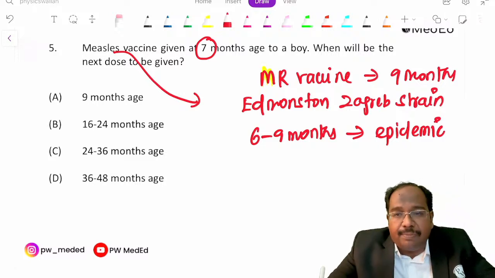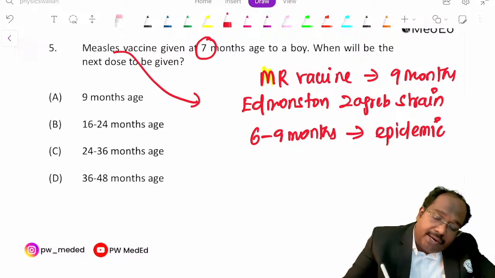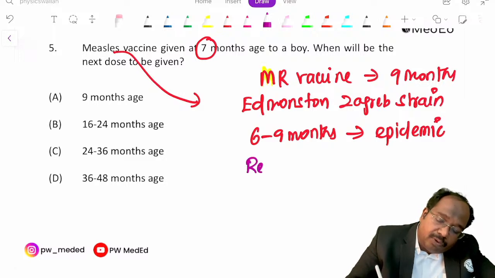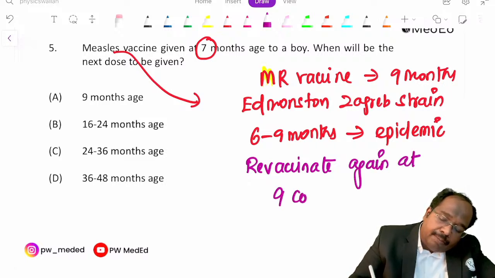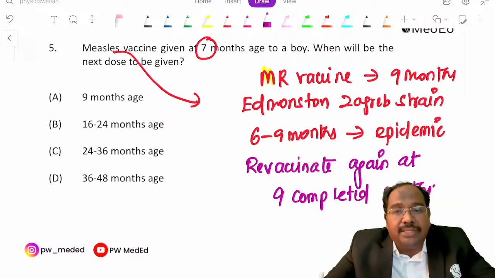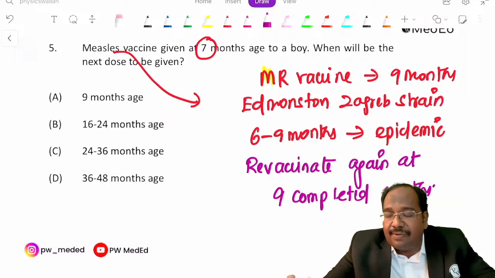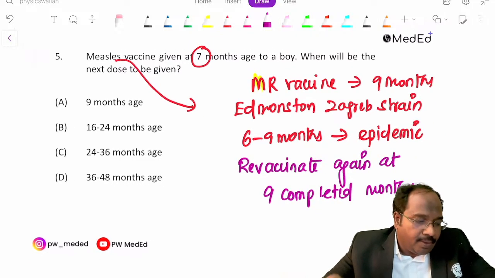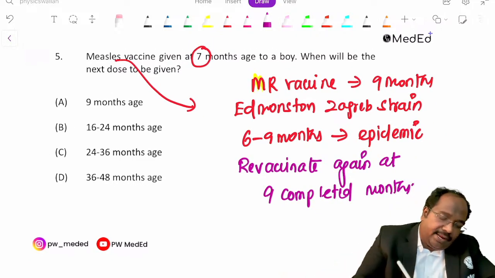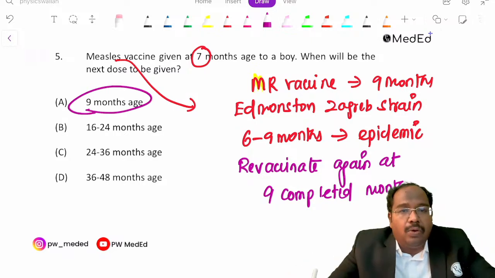So the vaccine was given at 7 months. What you are supposed to do is revaccinate again at 9 completed months. So am I clear? Even if you give the measles vaccine at 6-7 months, don't consider that dose. So you have to revaccinate at 9 months. Okay, fine.